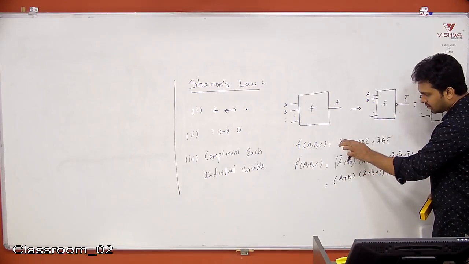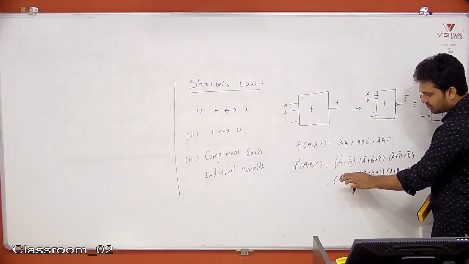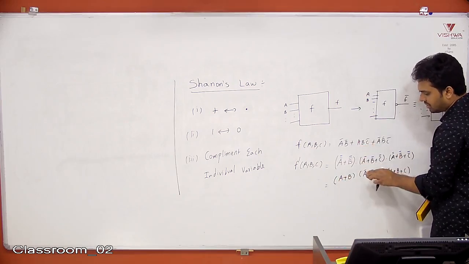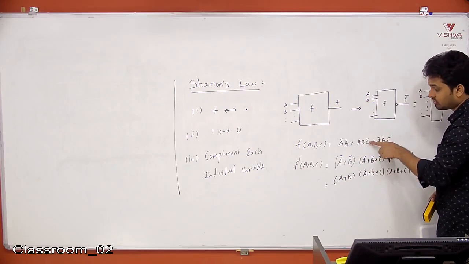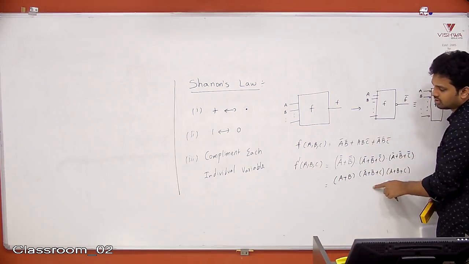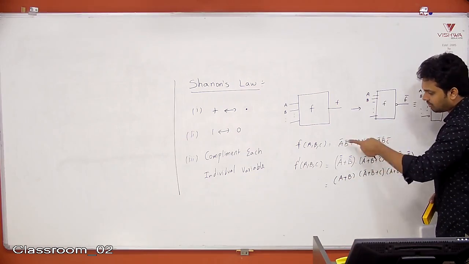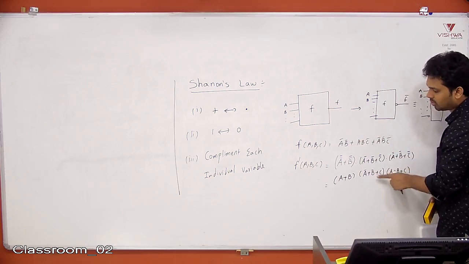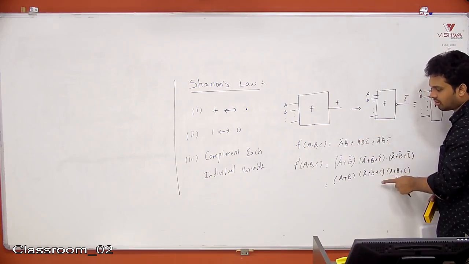If you have bar here, you don't get bar in the complement. If you don't have bar, you will get bar in the complement. But first we should take a dual of the original function. This is how to find the complement of any function. Duality property can be used to find the complement of any function.